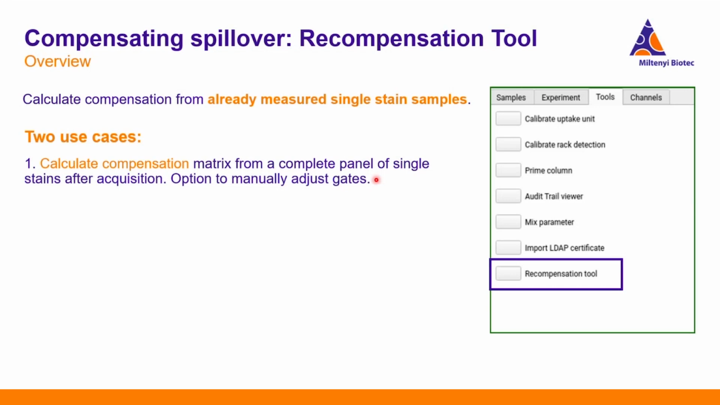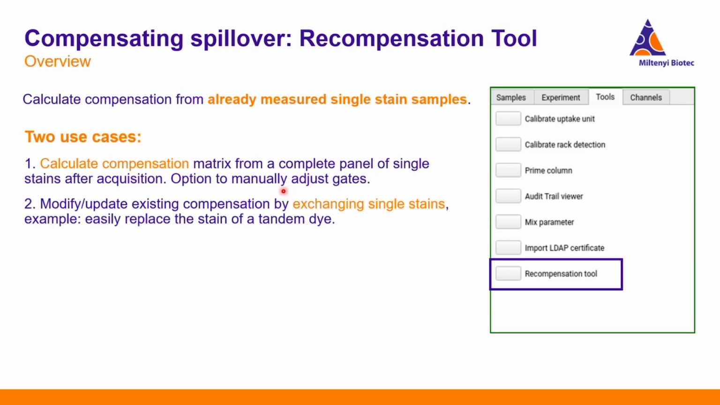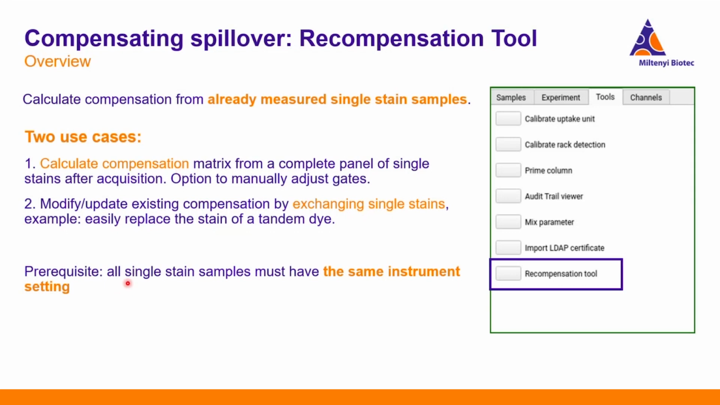The second use case of this tool is that you can also modify existing compensations. So you have your instrument setting, maybe there is a tandem dye in your panel, and maybe you just want to replace one tandem dye or one dye which went wrong or something like this. So you can, instead of calculating the whole panel again, just replace 1 or 2 or 3 dyes from your panel. The prerequisite for this to work is that all the single stains you want to use in the tool must have been acquired with the same instrument setting. Otherwise, this is not working.